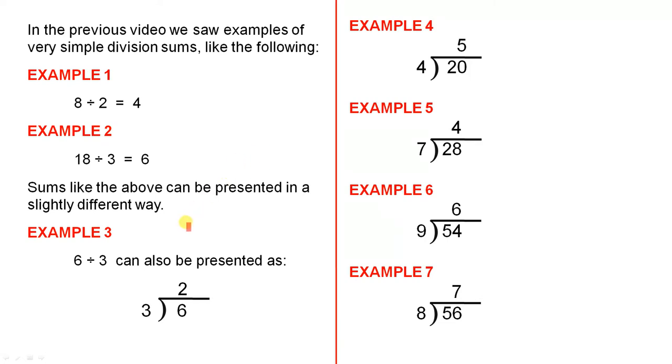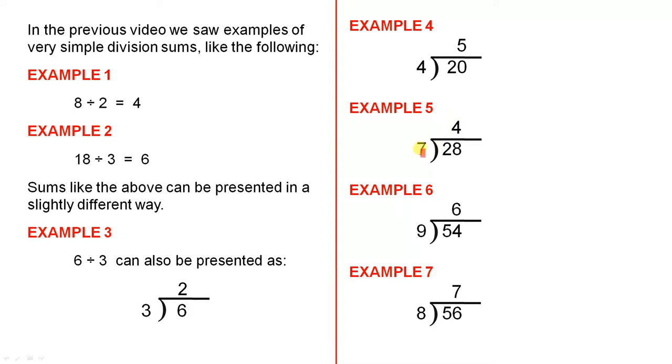So for the third example, 6 divided by 3 can also be presented as 3 divided into 6, and we write the answer up here. So 3 divided into 6, and the answer is 2. How many times does 3 divide into 6? Twice. Example 4. 4 divided into 20 goes 5. How many times does 4 divide into 20? 5 times.